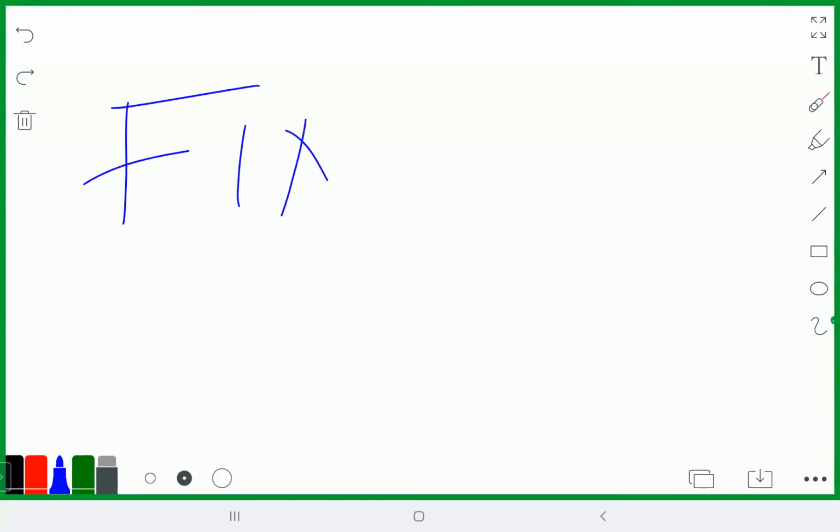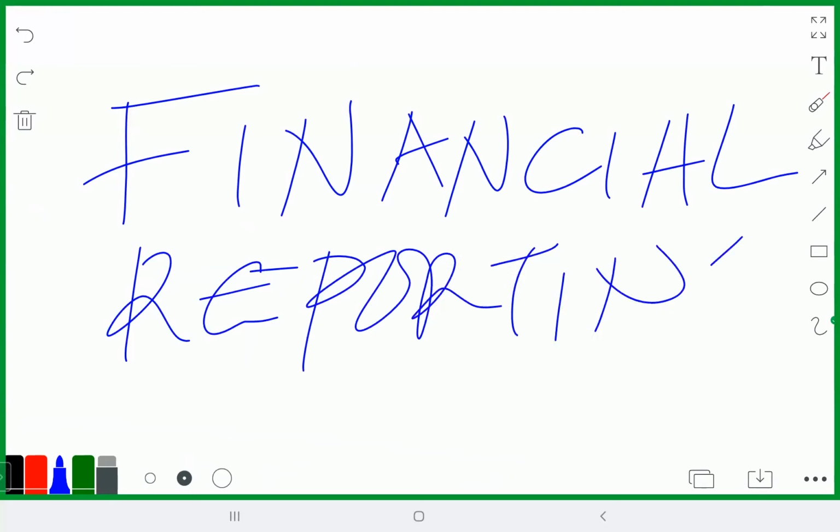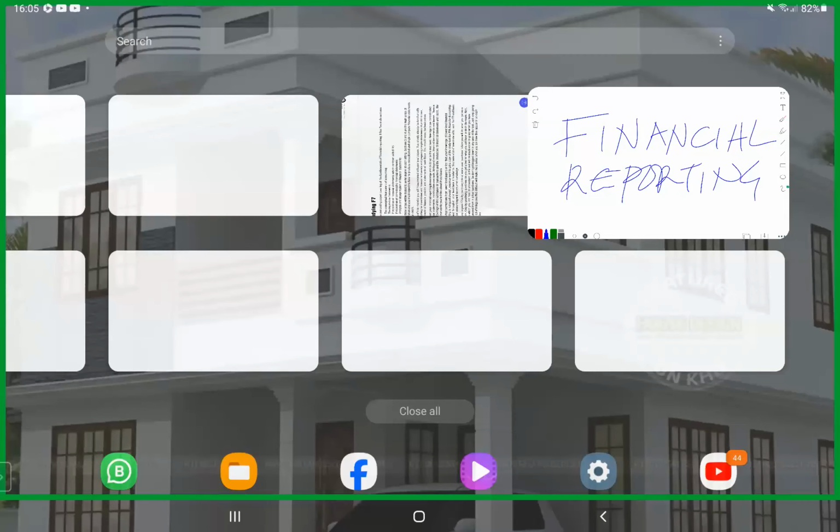Financial reporting. One of the fundamental and key courses in accounting is financial reporting. Once you understand the concepts outlined in financial reporting, it will distinguish you from many other fields. When you understand financial reporting, you will stand distinctly, especially from these other fields.